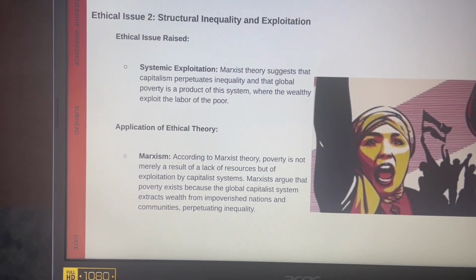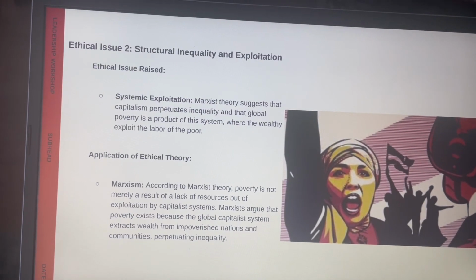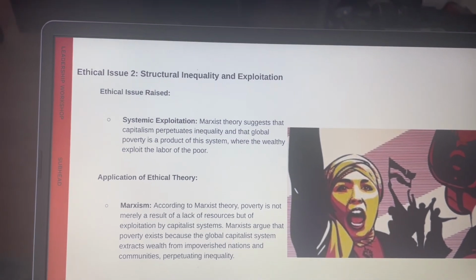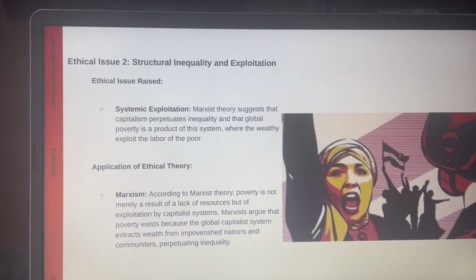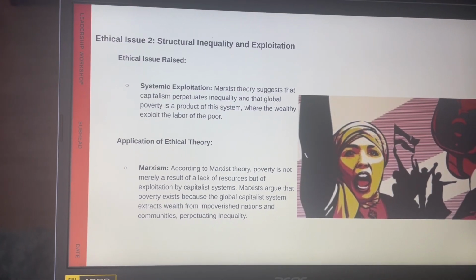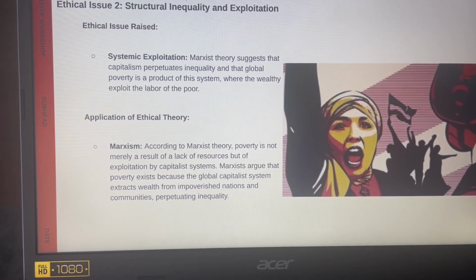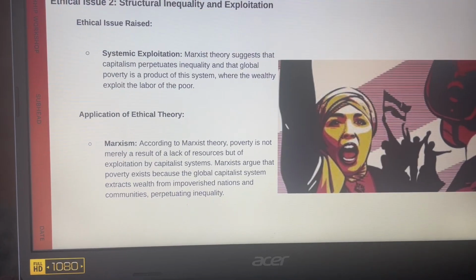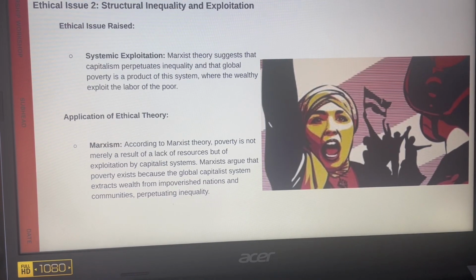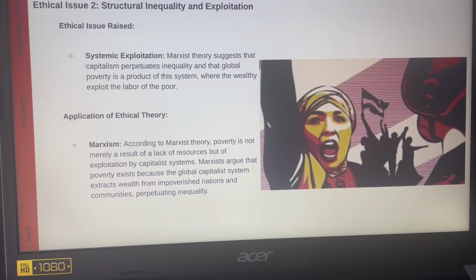Ethical issue two: systemic exploitation. Marx's theory suggests that capitalism perpetuates inequality and that global poverty is a product of this system, where the wealthy exploit the labor of the poor. Its application in ethical theory: Marxism. According to Marxist theory, poverty is not merely a result of a lack of resources, but of exploitation by capitalist systems. Marxists argue that poverty exists because the global capitalist system extracts wealth from impoverished nations and communities.